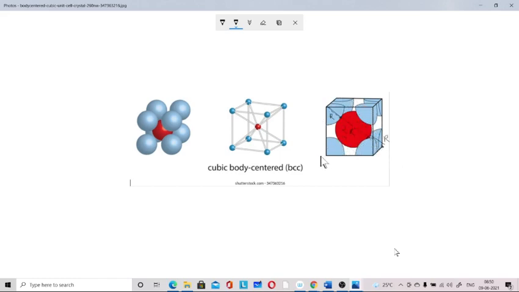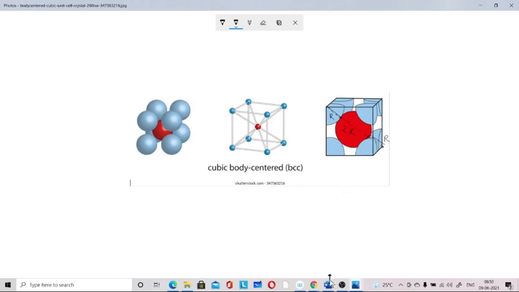Anybody having any doubt? Please ask. Anuj, Dhairya, Aparajita, Ansh, Arsh.